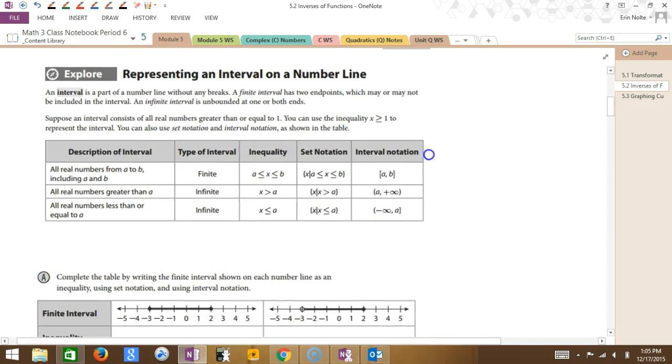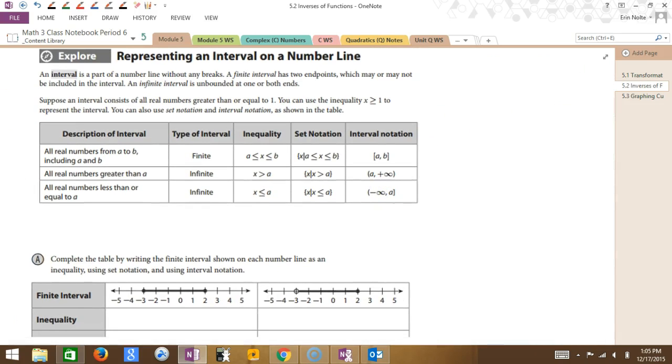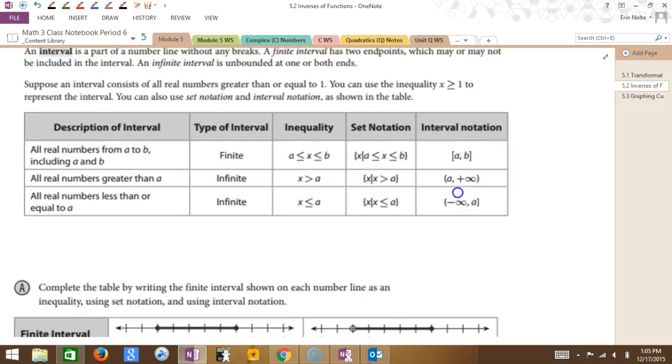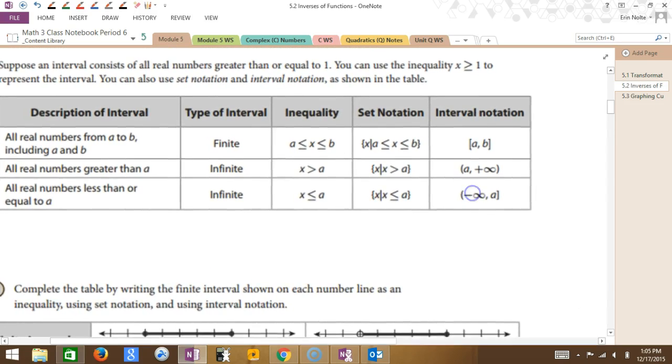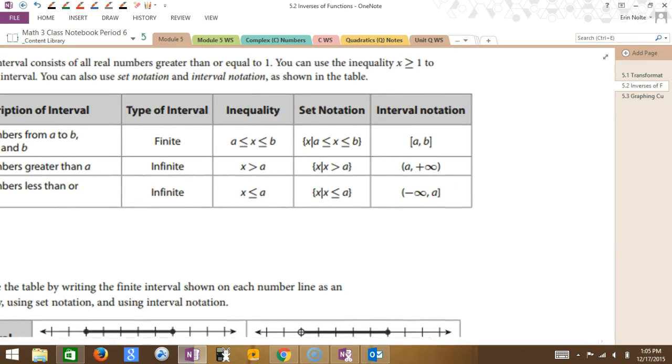They also show you different ways to represent a set of numbers. I think within these three different forms, you've got the inequality, the set notation, and the interval notation. One of those I do believe looks familiar to you. Which one looks familiar to you? The inequality one. Okay, perfect.